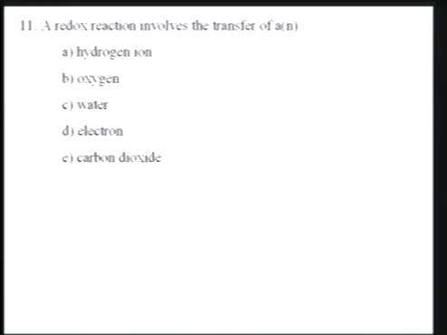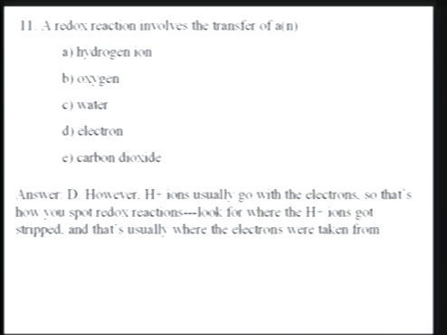Redox reactions always involve the transfer of electrons. D is the correct answer. You might have wanted to put A, right? But that's not the case. You don't always have hydrogen ions going with those electrons, but in a redox reaction you always have transfer of electrons, always. However, the hydrogen ions tend to follow the electrons.